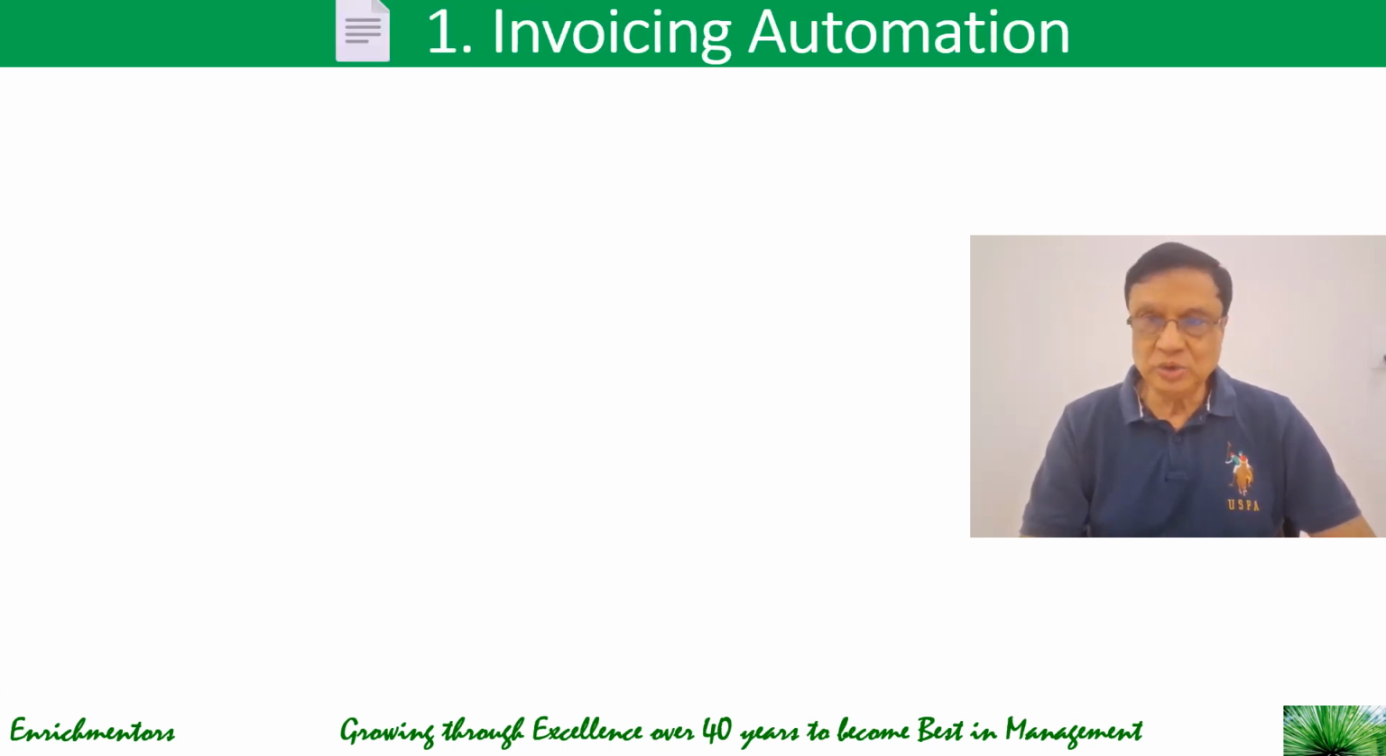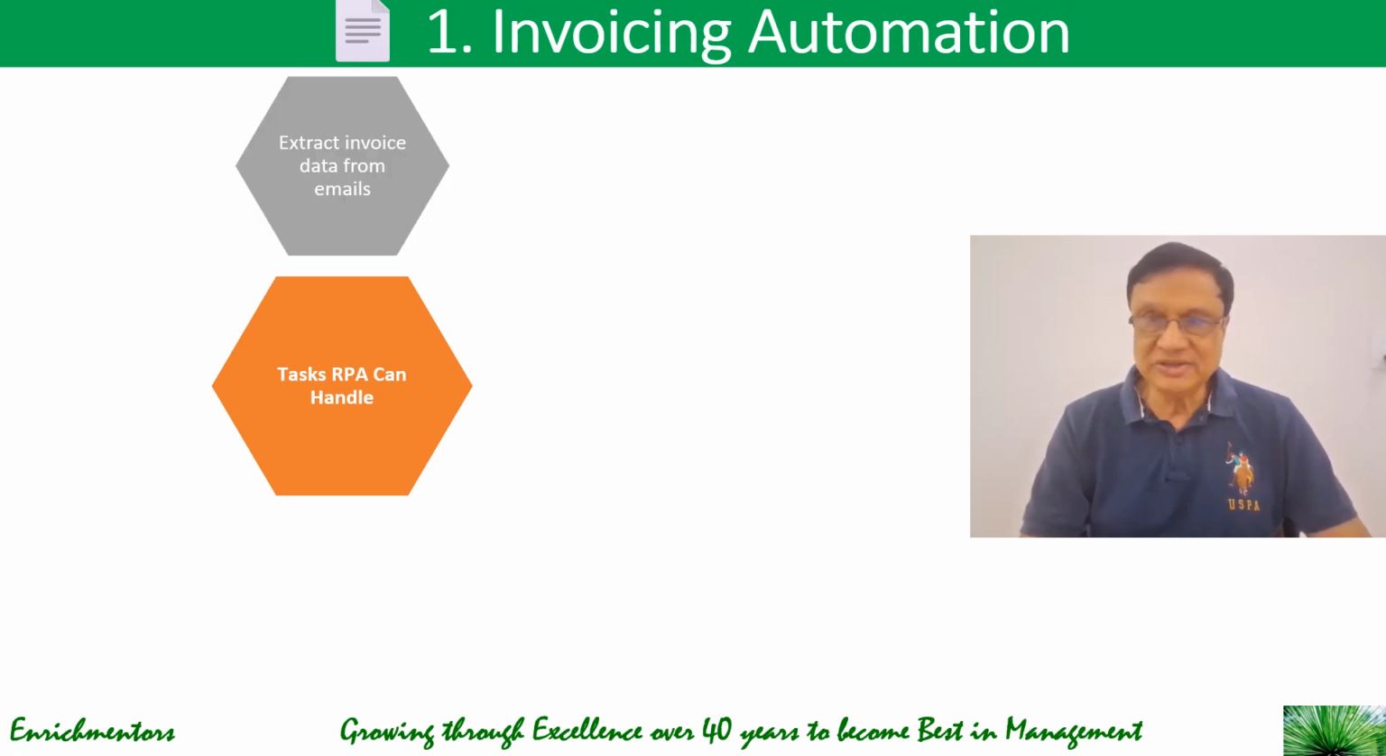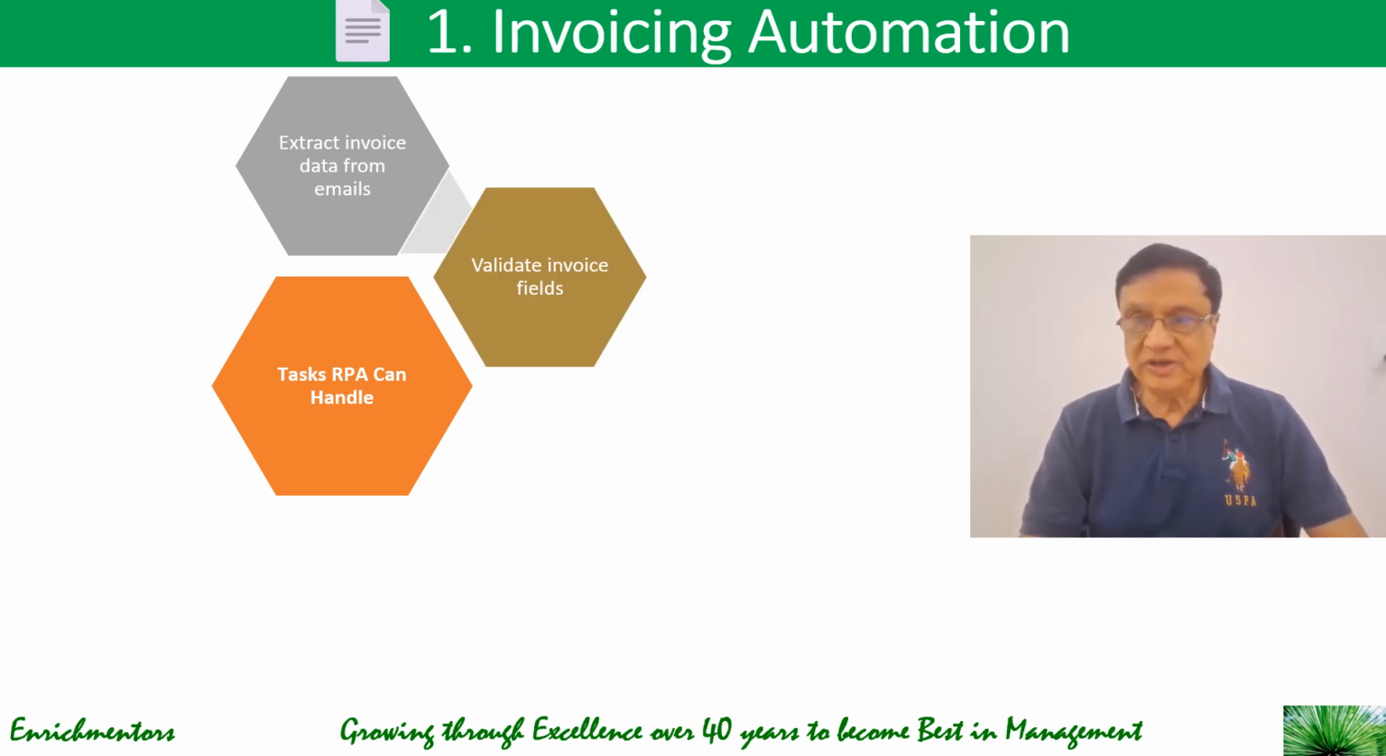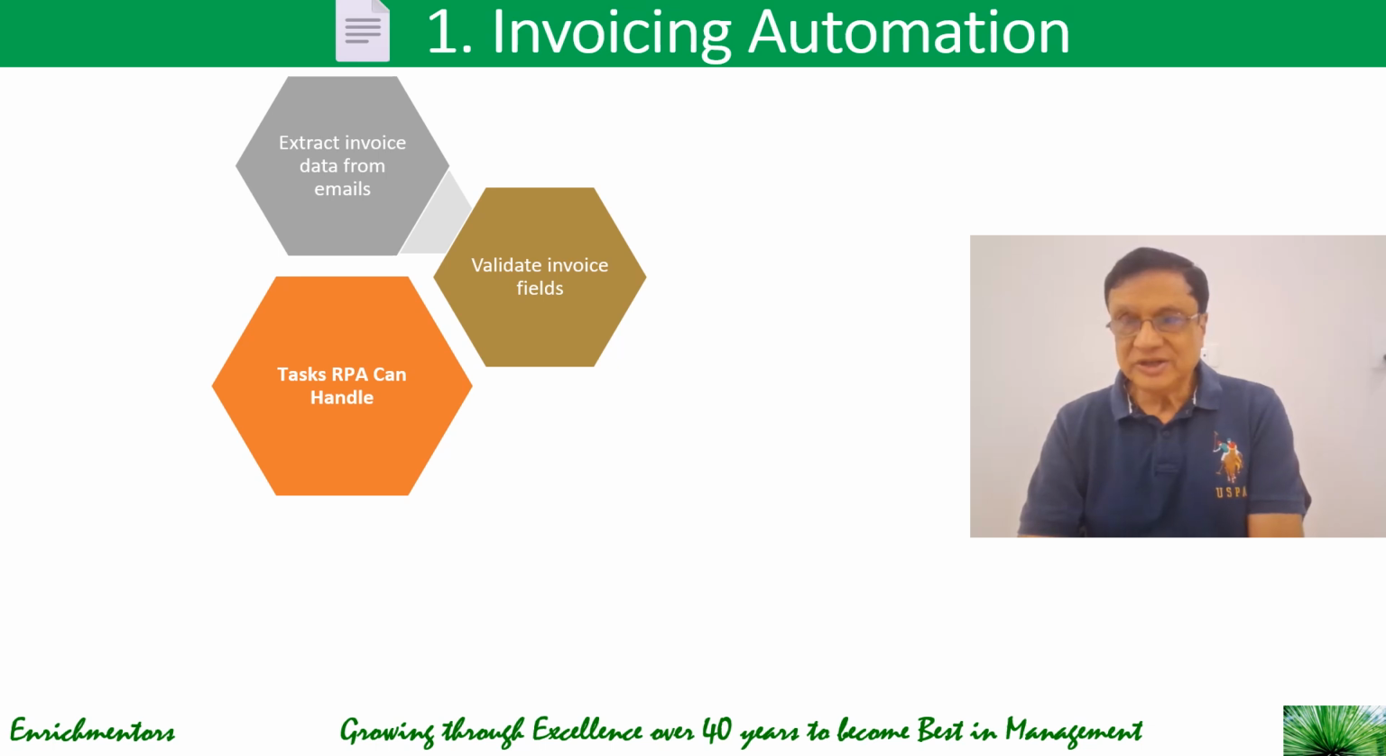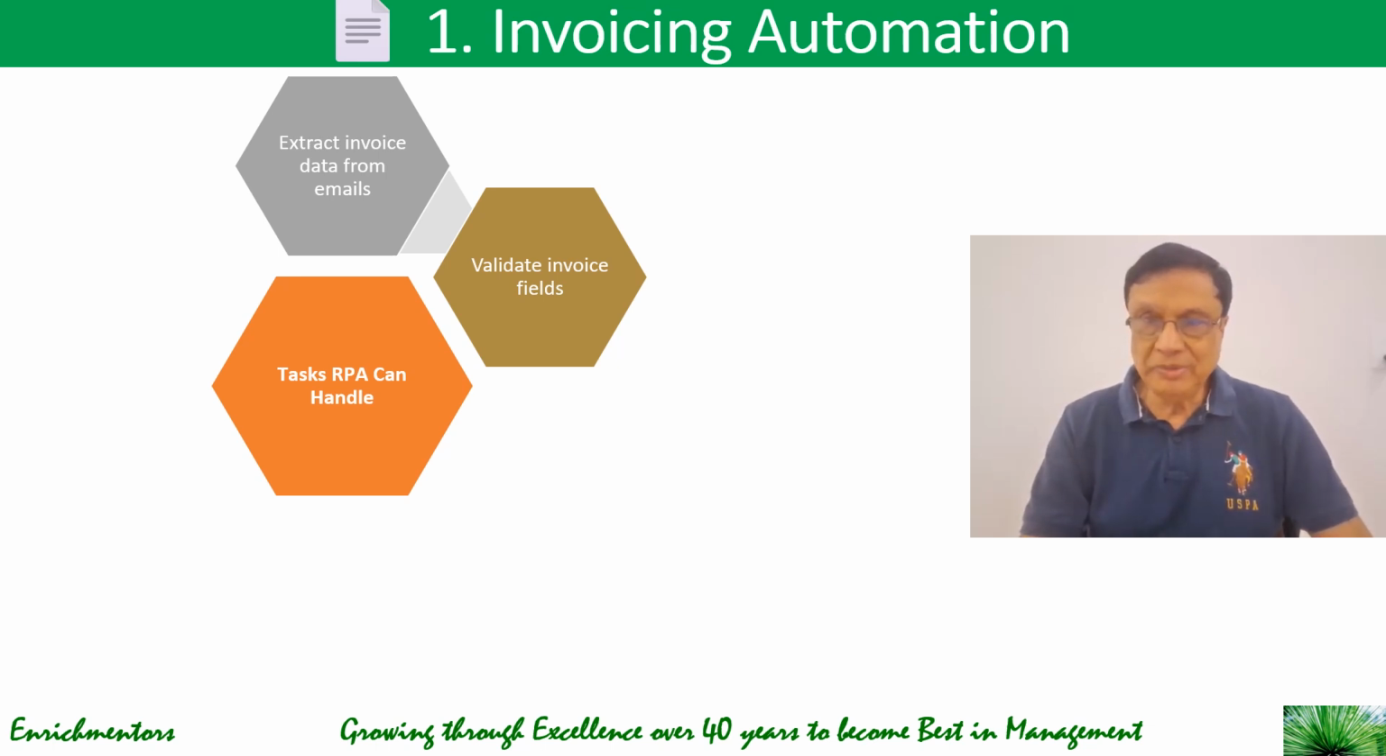Now let's take a look at how invoicing automation happens. What can RPA do? The tasks RPA can handle in invoicing automation include extracting invoice data from emails, whether they are in a PDF file or an Excel file, and validating invoice fields, typically the vendor's invoice. So you have vendor ID, PO number, and here we are talking of the vendor's invoice in supply chain. So it validates those invoice fields.